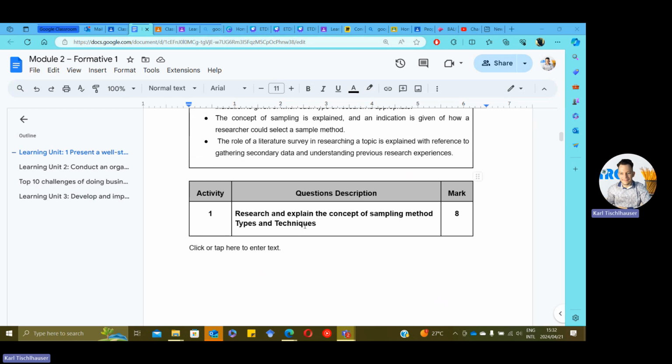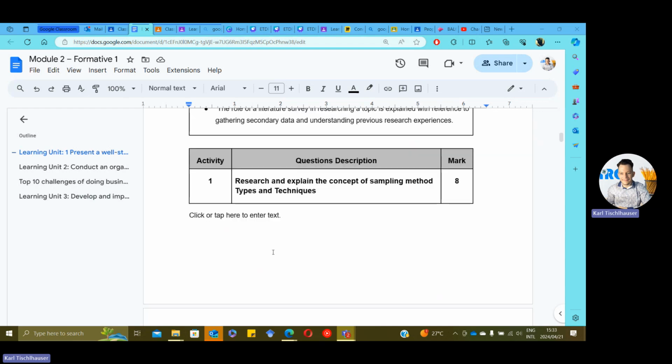If you remember in my discussion, I presented four different sampling types or techniques to you in the class discussion. You just have to provide them back to me as an answer, and then explain each of them in a little bit more detail, and then you'll get 8 out of 8. It's quite straightforward. You're also welcome to select four different or alternative sampling strategies or methods. That is also an acceptable approach to this question.